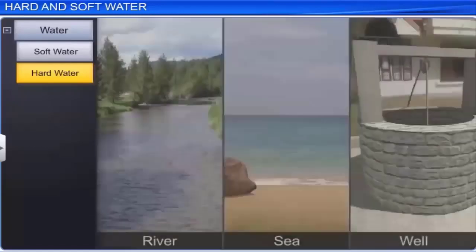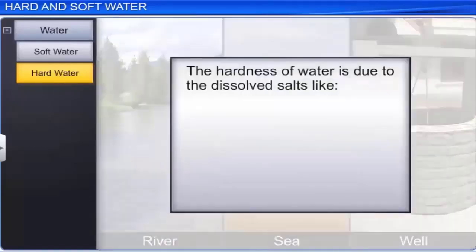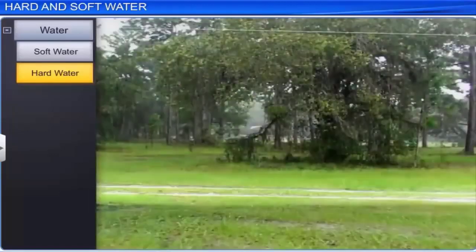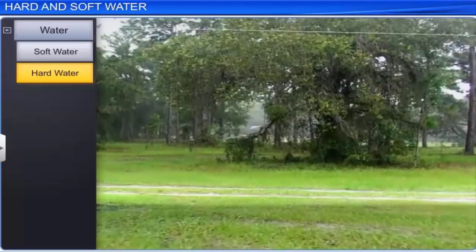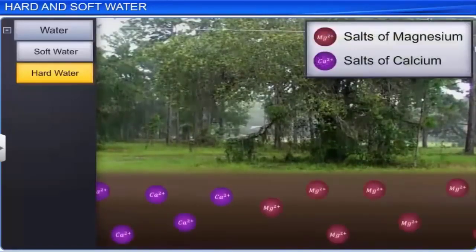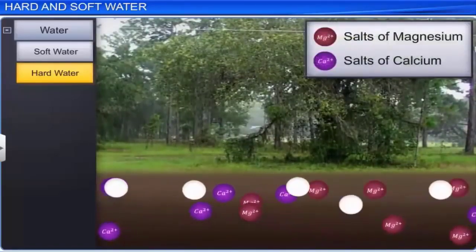The hardness of water is due to the dissolved salts, like bicarbonates, chlorides and sulfates of calcium and magnesium ions. When rainwater makes its way through the ground, it dissolves the salts of calcium and magnesium and turns hard.